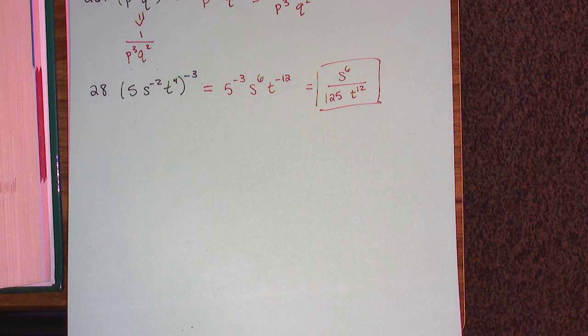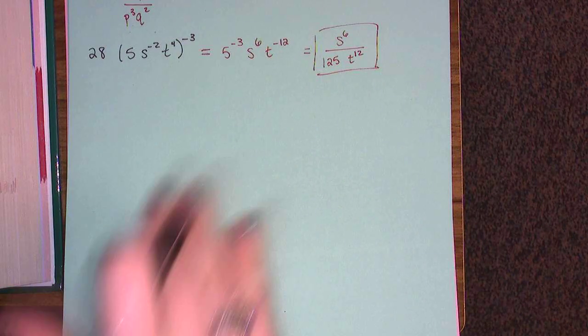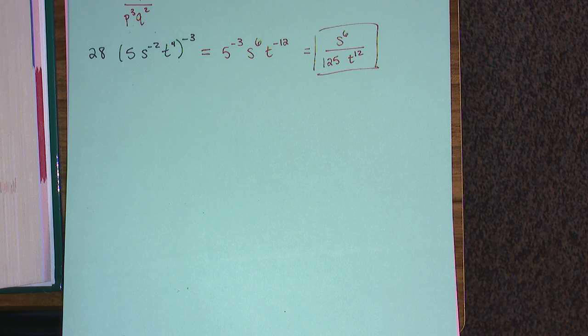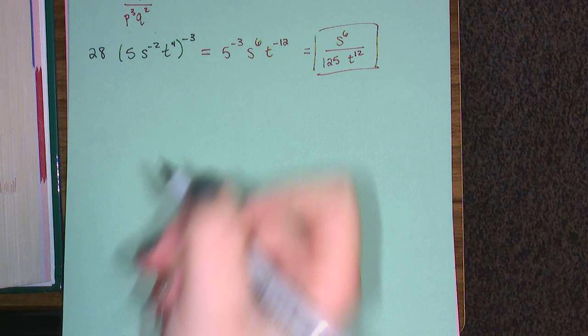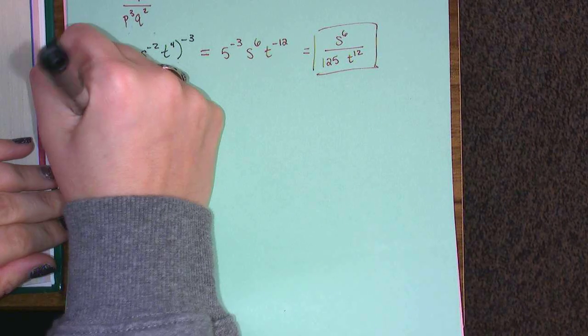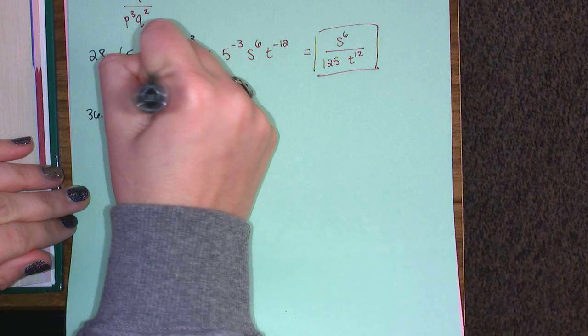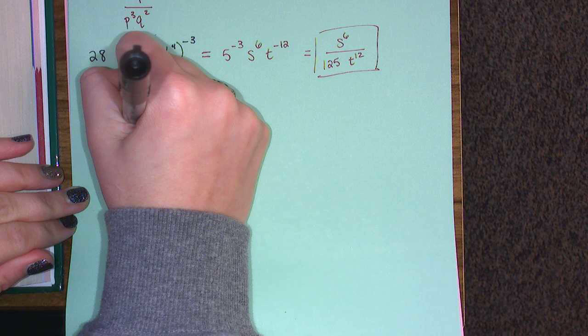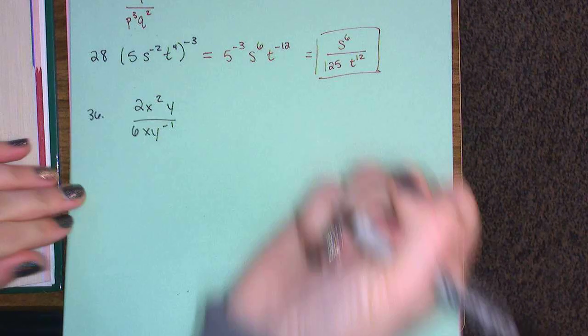Let's look at the problem that I gave you really quick, and then we'll do one more after that. I'll have you guys try one more by yourself after we go over the one we did. I think it was problem 36 from the book, which is 2x squared y over 6xy to the -1. Was that right?